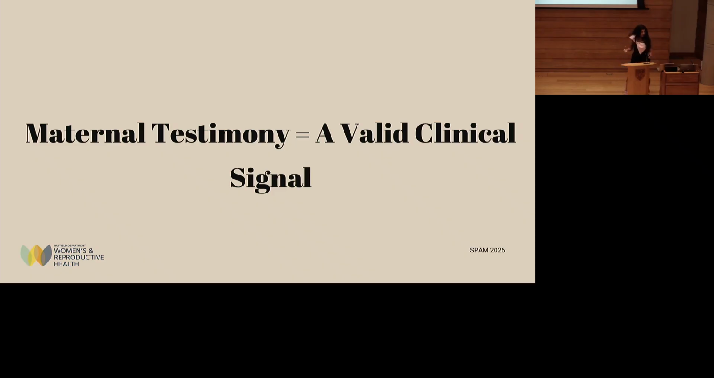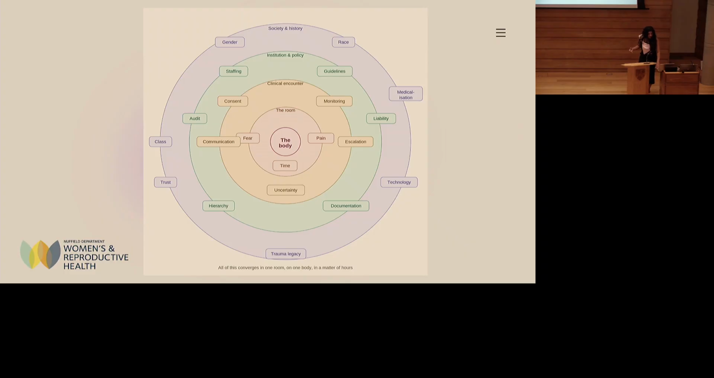And that's where we make this transition between just looking at maternal voice and looking at maternal testimony instead. The dimensional concept analysis has led to this initial visual diagram of where exactly the maternal body situates itself in the labor ward. And you see these concentric circles coming out. With the body, you have, of course, fear, pain, time, uncertainty.